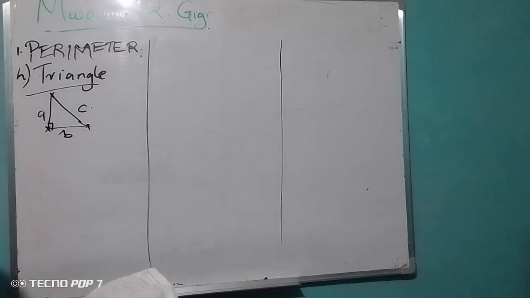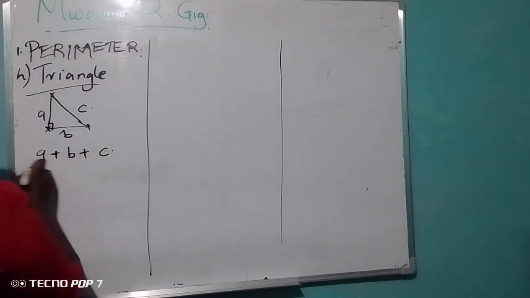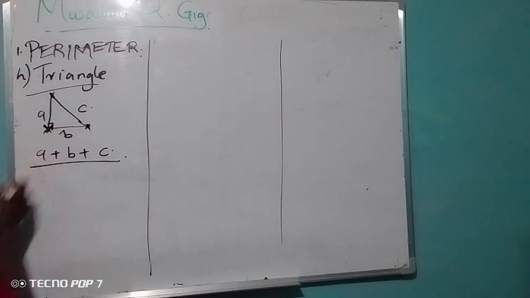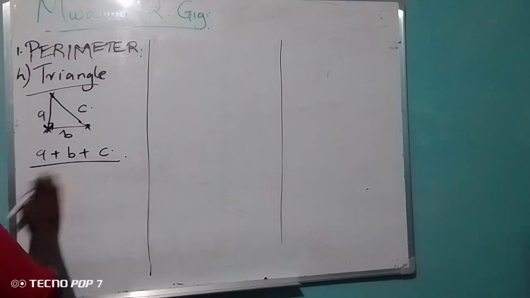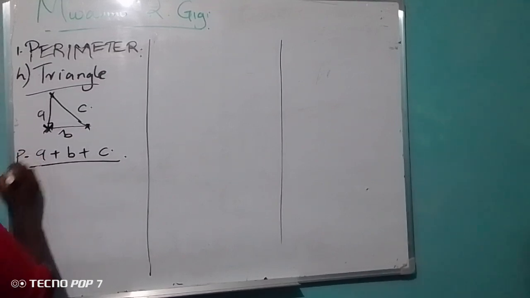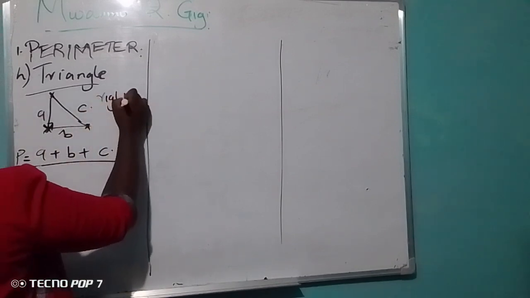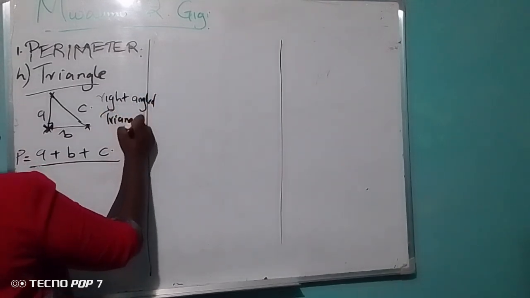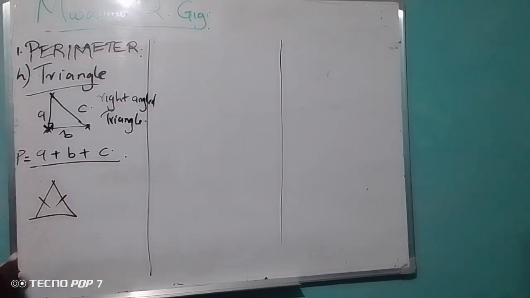So area of finding it is obviously A plus B plus C. Hiyo haina formula. A plus B plus C. Utatoka hapa uende hapa uende hapa urudi hapa. A plus B plus C. This is a perimeter of a right angled triangle.